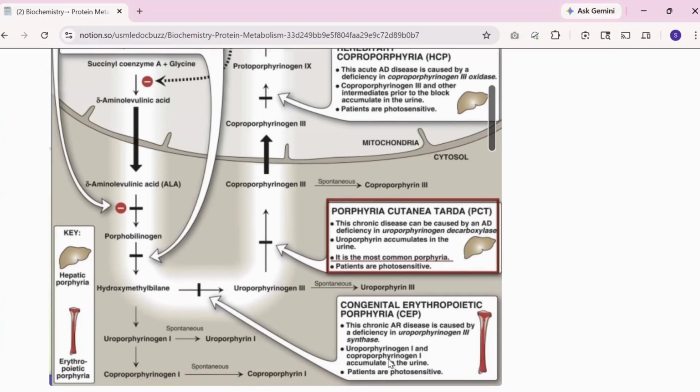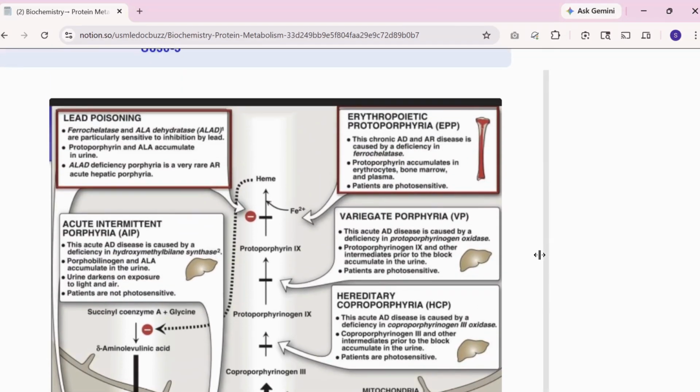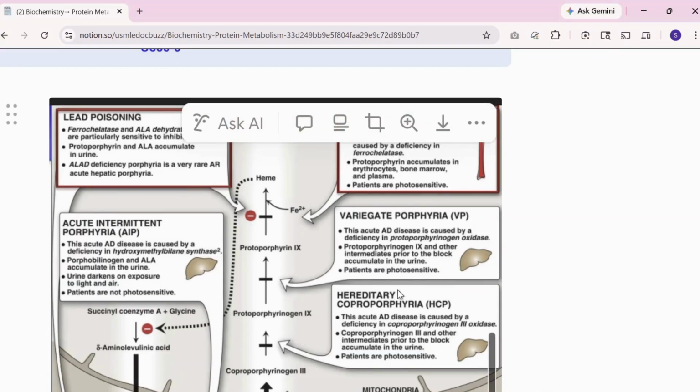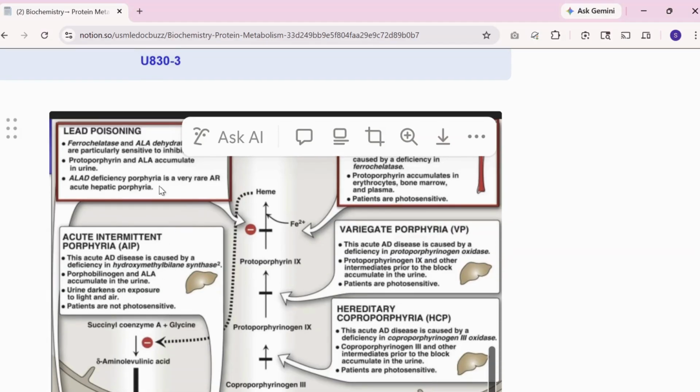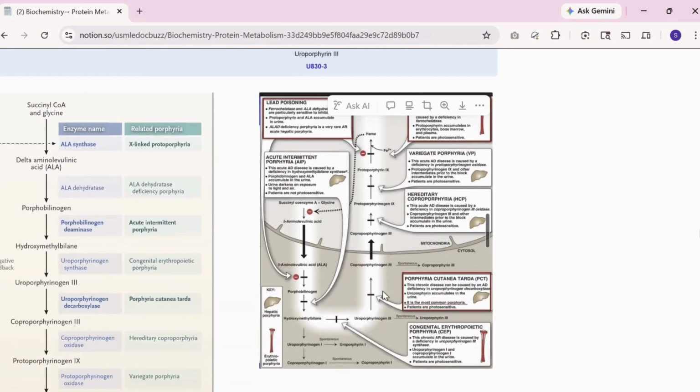You can look at congenital erythropoietic porphyria. Again, photosensitive, accumulation in the urine, and I'm pretty sure they have some sort of bone marrow issue. Finally, they've given you a couple more, variegate porphyria versus all of the others. You see, all of these are photosensitive, whereas the other ones, they're not. All right, I hope that helps. Let me just go to the first stage part of it.